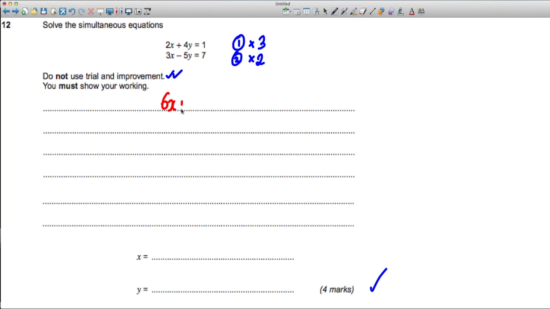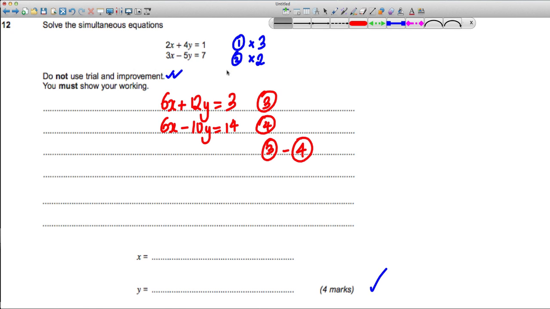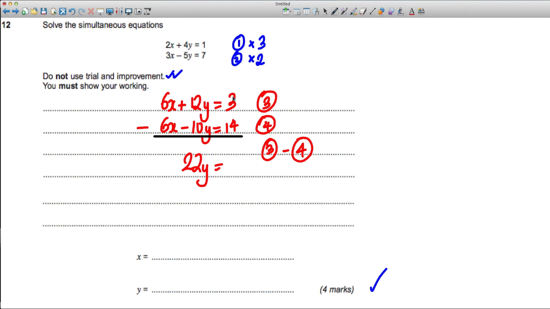We would get 6x plus 12y is equal to 3, and we might call that equation 3. And on this one we would get 6x subtract 10y is equal to 14, and we'd call that equation 4. Now we could take equations away from each other. It doesn't matter what order you do this, so let's take equation 3 away from equation 4. But be very careful with minuses here, be extremely careful. 6x take away 6x is no x. 12y take away negative 10y would be 12y plus 10y, which would be 22y. And 3 take away 14 would be negative 11.